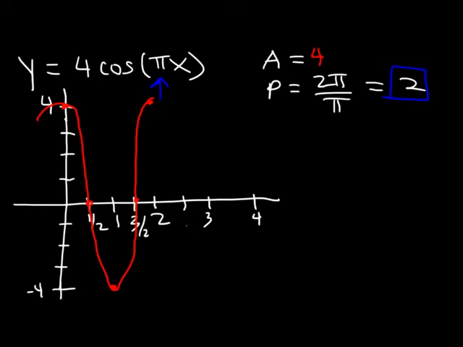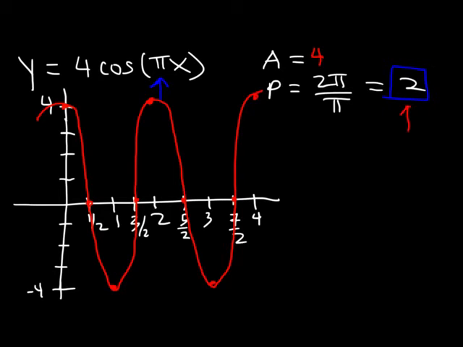Next one is 2.5, or 5 over 2. And then 3 plus 4 is 7, but then divided by 2. So 3.5 is 7 over 2. The next point is going to be at the middle, and then back to the bottom, back to the middle, and then to the top. And that's it. So that's how you can graph 4 cosine pi x.